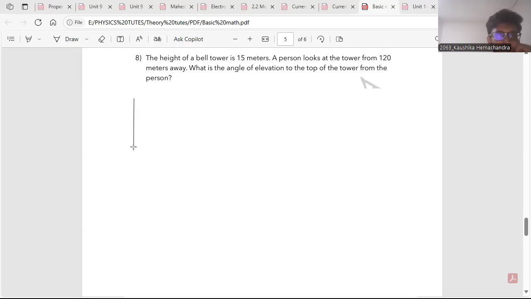Height of a bell tower is 15 meters. Right? Height of a bell tower is 15 meters. The person looks at the tower from 120 meters away. This is 15 meters. What is the angle of elevation to the top of the tower from the person?